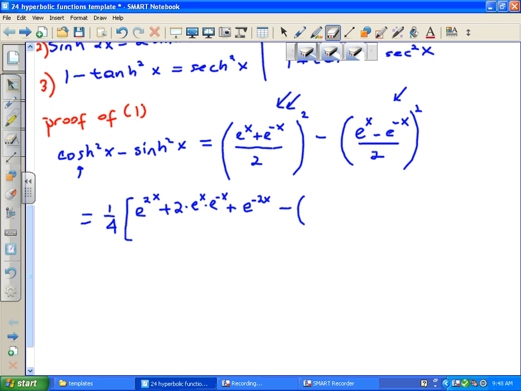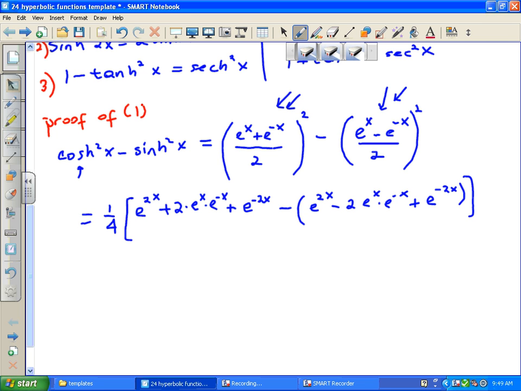Okay, so once again, what is the square of e to the x? E to the 2x. Then you have minus 2 times the first and the second. Why minus? Because this one had a minus in the middle, right? The binomial had a minus sign in the middle. And what about the last one? The last one is always going to be plus, right? Because it's the last one squared. And that will be e to the negative 2x.